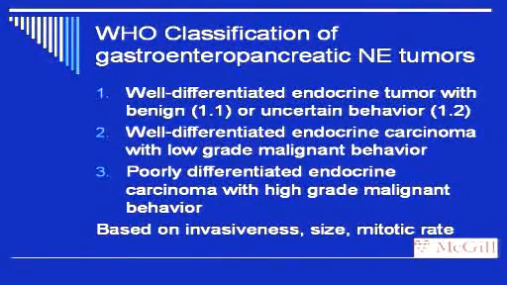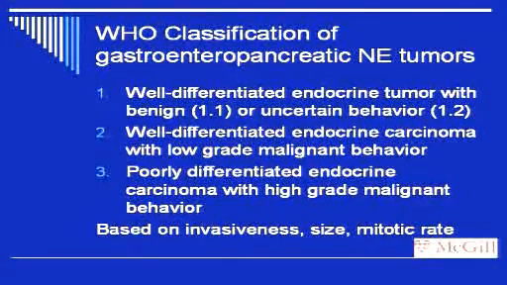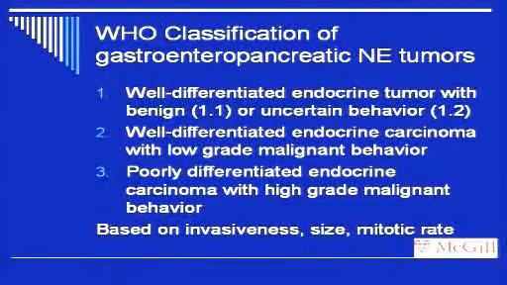Okay. The well-differentiated endocrine tumors are, again, of two types. So those which are truly benign, and these are usually less than 2 centimeters in size. They don't show any angioinvasion. They show no perineural invasion. The Ki67 is low, less than 2%.